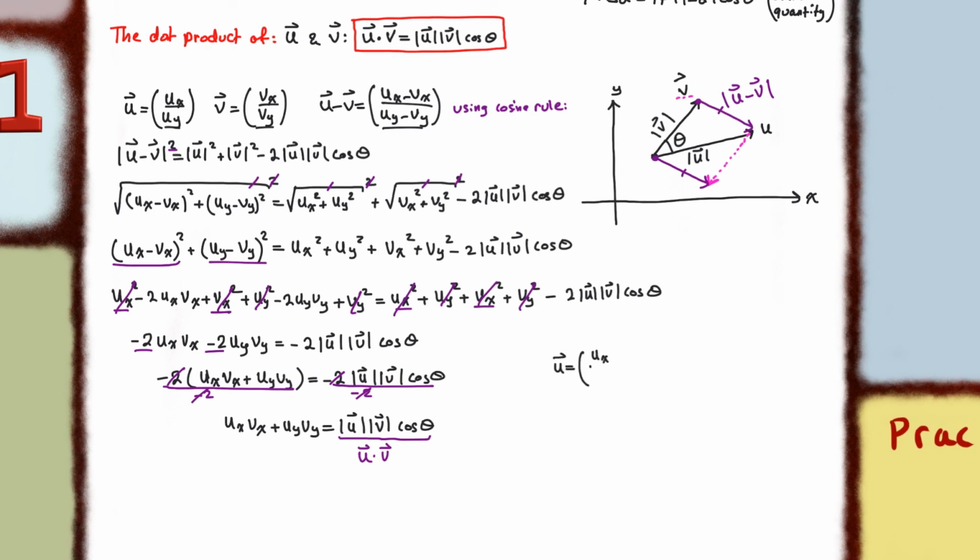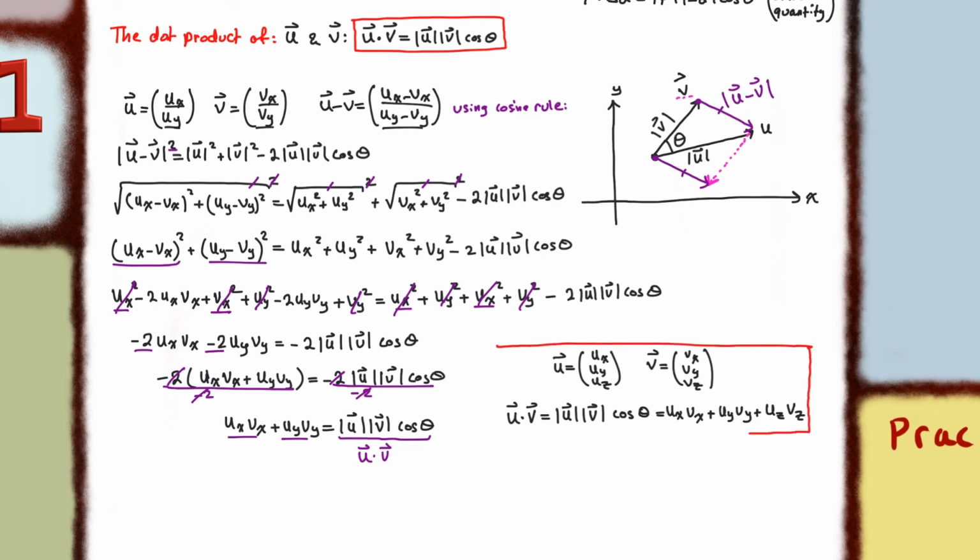If you did have 3-dimensional vectors, you can use the exact same procedure. So vector u, when it has components x, y, z, and when vector v has components x, y, z, vector u dot vector v is equal to the magnitude of u times magnitude of v multiplied by cosine of theta, which is the angle between them, and that's also equal to their x components multiplied by each other plus the y components of the vectors multiplied by each other plus the z components of the vectors multiplied by each other.